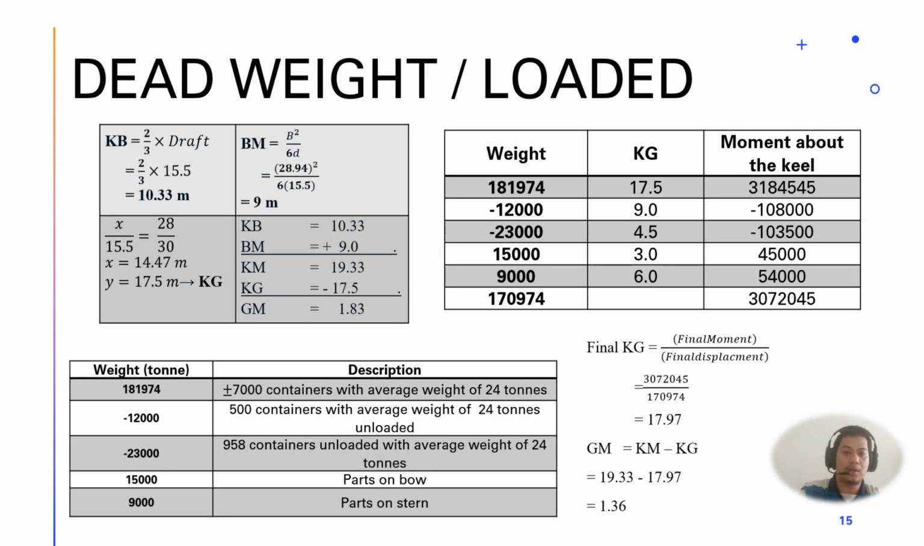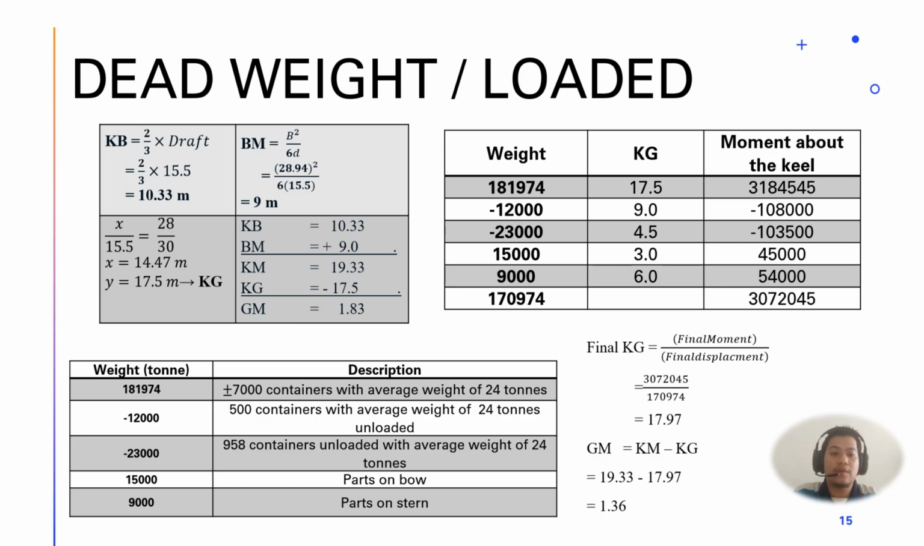Okay, we continue again. The longitude moment of the loaded ship is calculated using a different draft to the lightweight, resulting in a KM of 19.33 and the weight of 170,974 tons. Using information provided in the table, the total weight is found to be 181,974 tons, with a moment about the keel of 30720445. The final KG is calculated to be 17.97 with a final GM of 1.36.